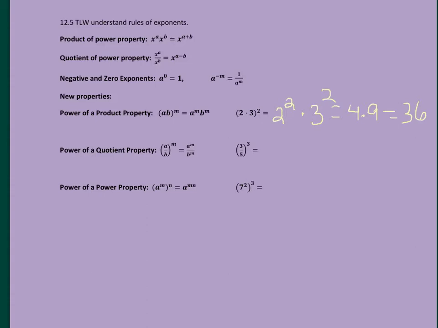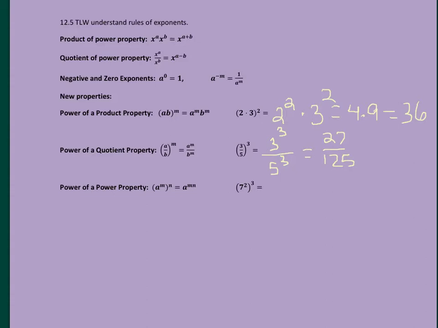Okay? So power of a quotient property. Just like the power of a product, power of a quotient property, distribute the m to both the numerator and denominator. So if you look at this one, you would write that 3 to the third divided by 5 to the third. Well, that's 27 over 125.